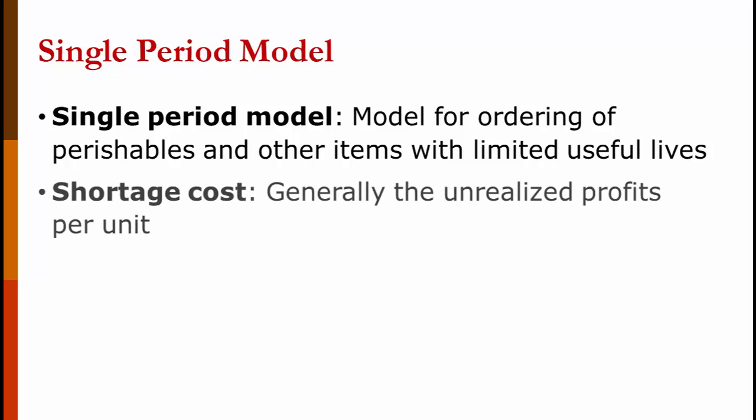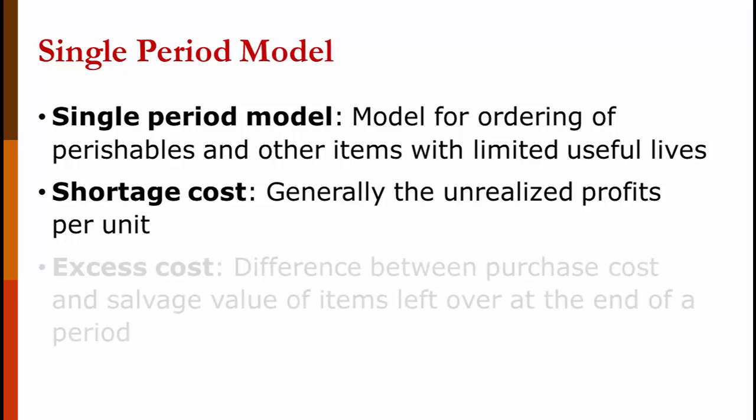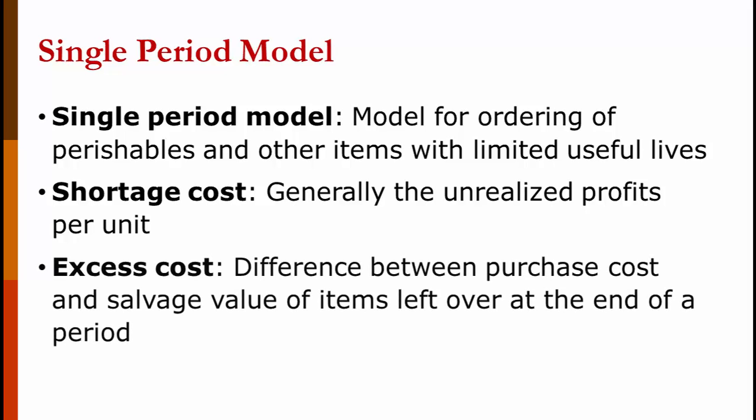Shortage costs are the unrealized profits that you didn't make because you didn't order enough. Excess costs are the difference between purchase cost and salvage value of items left over at the end of the period. The day after the Braves lost the World Series, I was driving by one of those vendors that was having a clearance sale on their t-shirts. I bought a big handful of t-shirts for, I think, 50 cents a piece. They were good for washing cars, so I got me some junk rags basically. The money that they lost there was the excess cost.